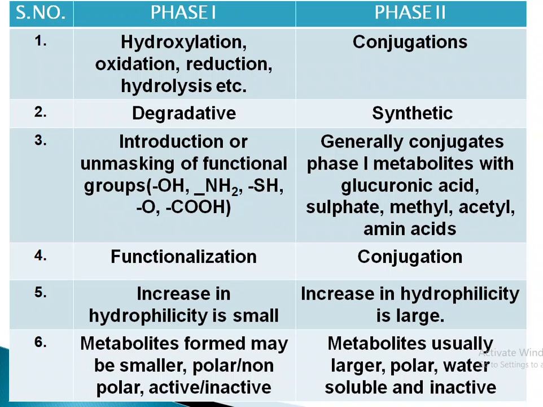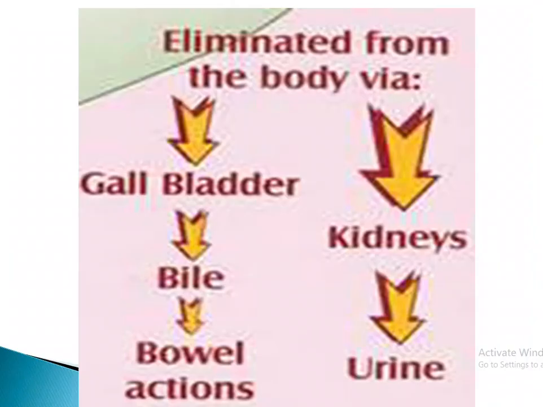In phase 1 reactions, the increase in hydrophilicity is very small, whereas in phase 2 reactions, the increase in hydrophilicity is sufficiently large. Metabolites formed in phase 1 reactions may be smaller, polar or non-polar, active or inactive, whereas metabolites formed in phase 2 reactions are usually larger, polar, water-soluble and inactive.